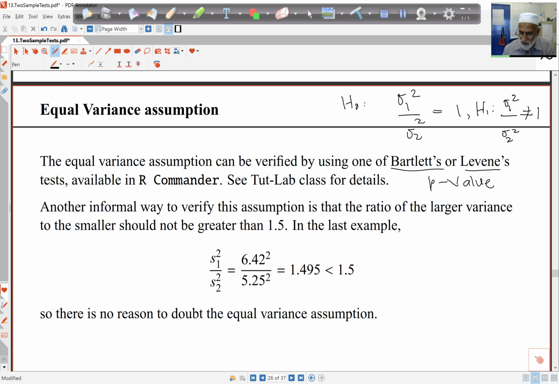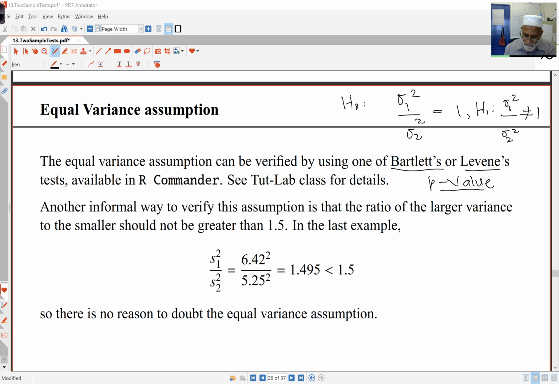Another rule of thumb is to look at the ratio of the variances, the larger to the smaller. That ratio should be less than 1.5. So I can tolerate a ratio of 1.5 or so and still assume equal variance. Anything bigger than 1.5, then I'll doubt the equal variance assumption. That's a rule of thumb. So you can use either of those. If you have the tests available, use the tests. Otherwise, this rule of thumb will work as well.